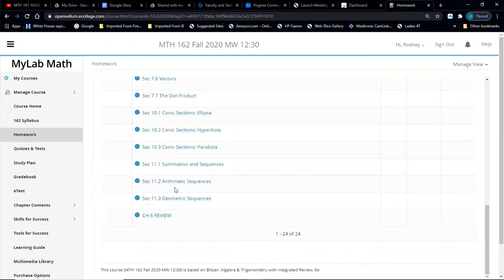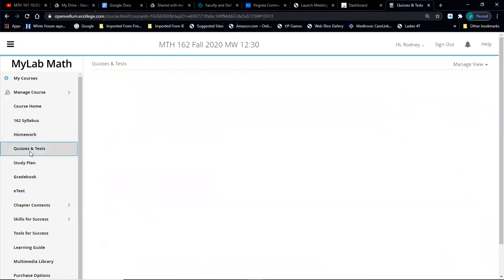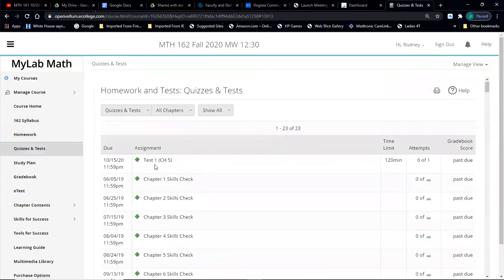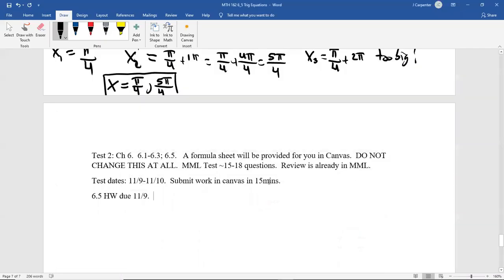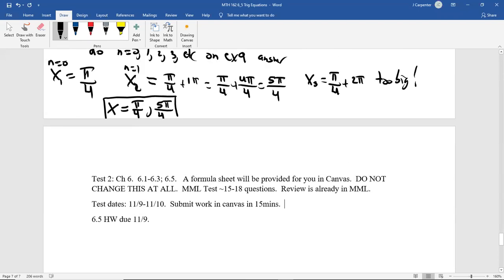So your review is in the homework. Your test, if you go to quizzes and tests, is not available yet, but you would find it immediately under where it says test 2, and it would say Chapter 6. 90 minutes, 120 minutes, I haven't decided yet. I'm probably going to stick to 120, but I can still make it 90. Let me go in and look at that again, because I can't remember how many questions I made it off the top of my head, because I made it last week. And a lot's happened since then.